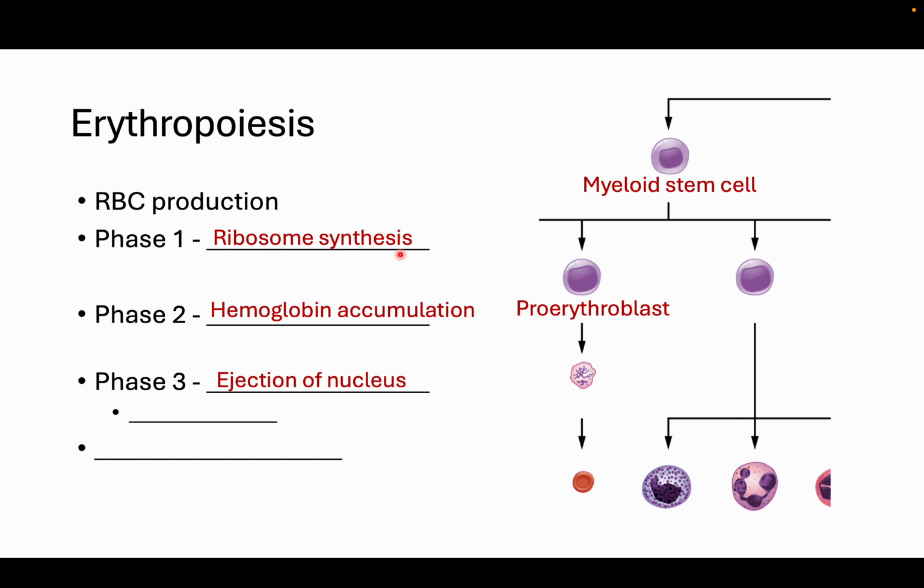During the first 2 phases, the cell is referred to as a proerythroblast. Once you have ejection of the nucleus, it's referred to as a reticulocyte. The reticulocyte then goes into the blood, where it accounts for about 1 to 2% of the red blood cells. The reticulocyte further matures into the erythrocyte within the blood.